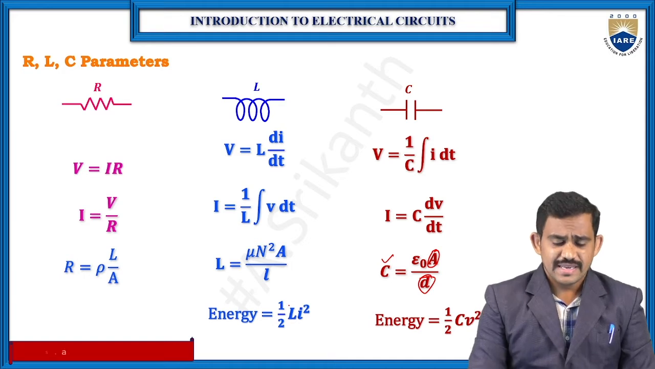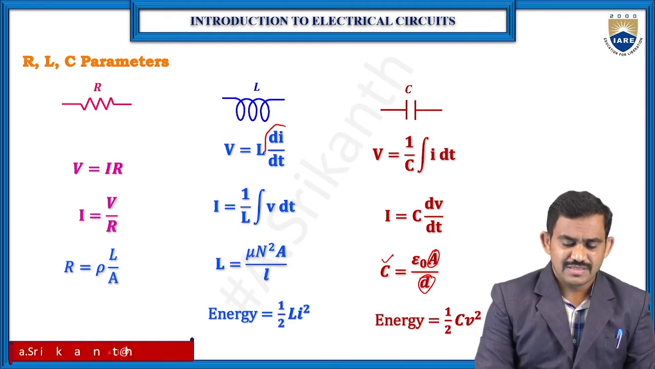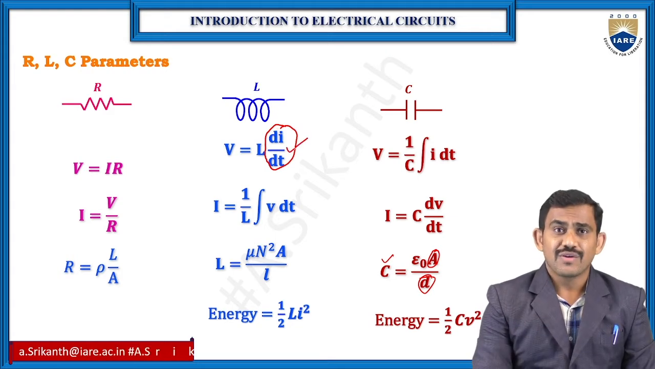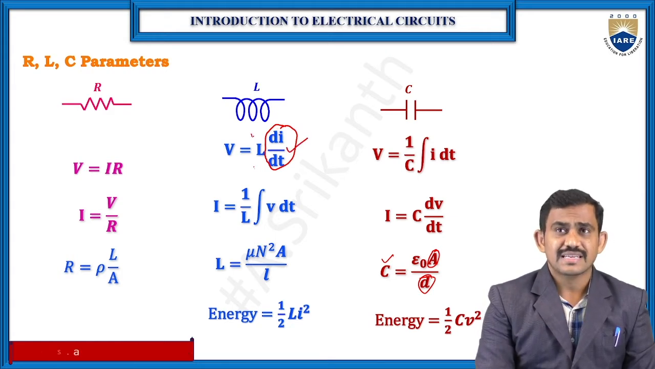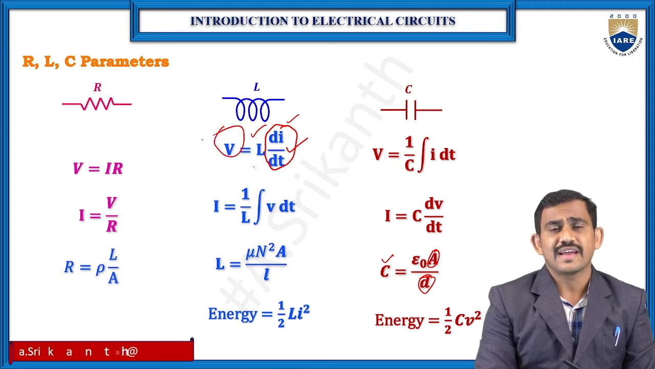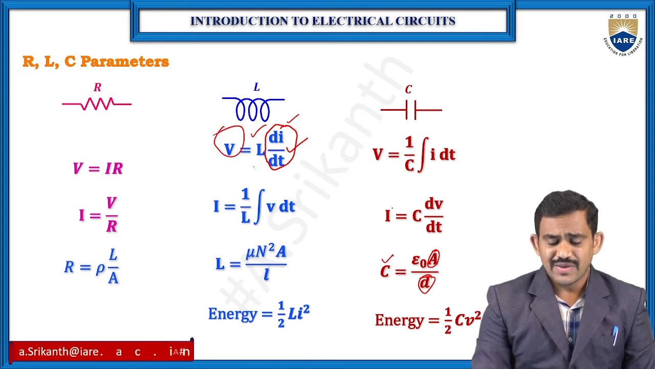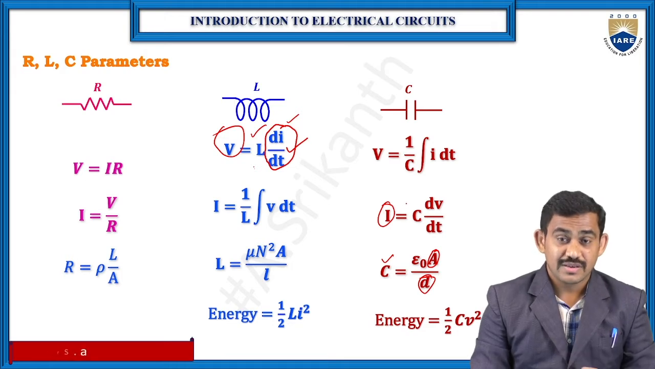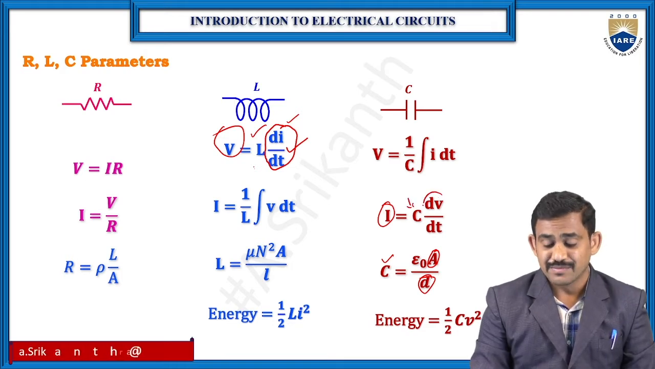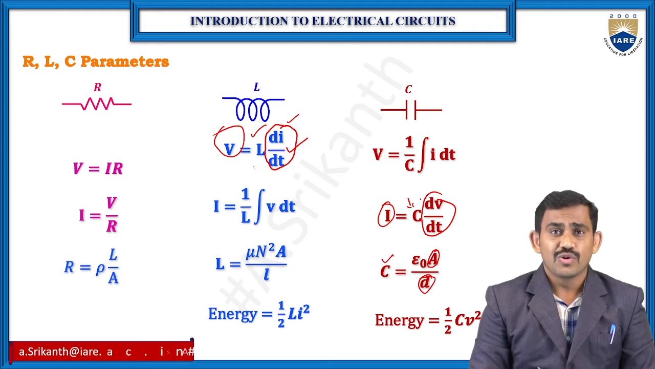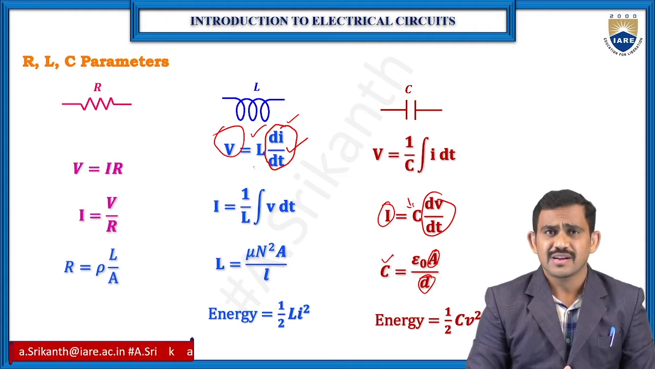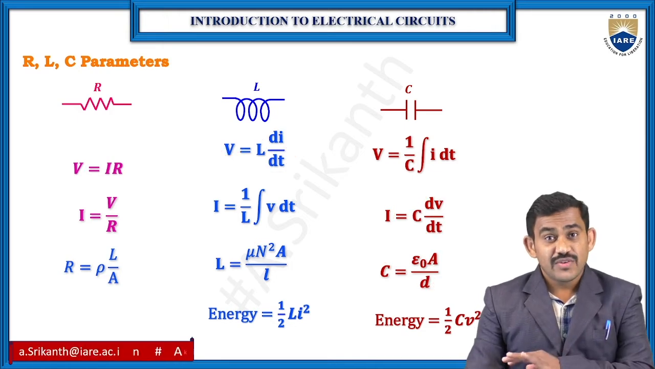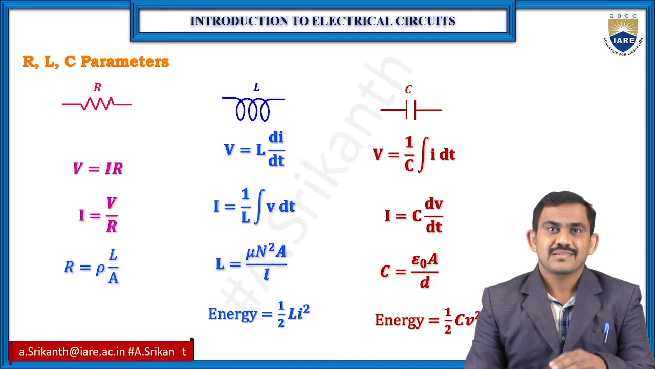Here also, if you have the current value over some time, and the inductor, you can find the voltage across the inductor. Same thing for the capacitor: if you have the current value and want to know the voltage, you can find the capacitor value also. So these are basic formulas for any circuit.